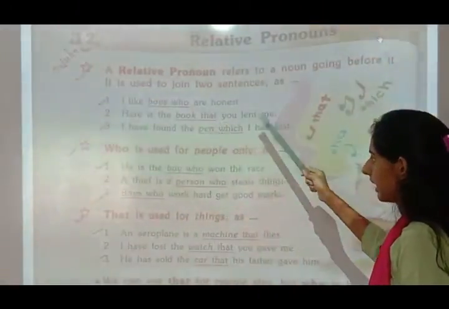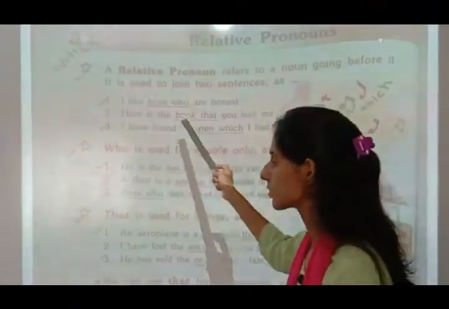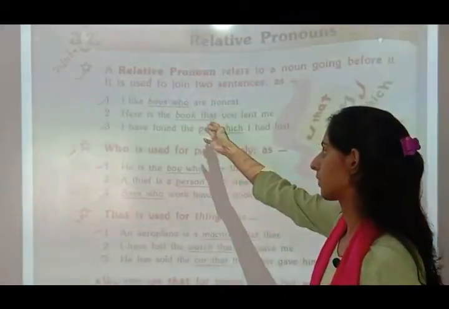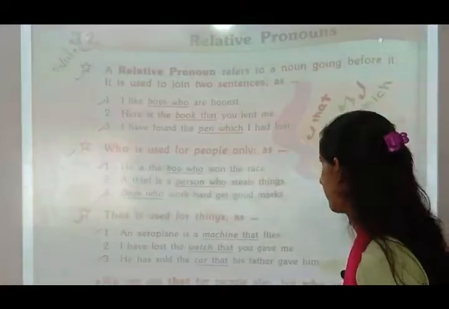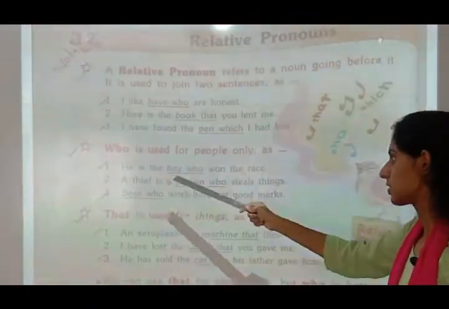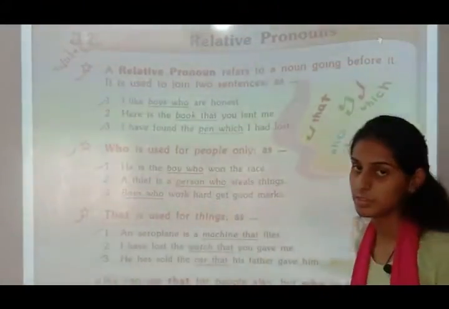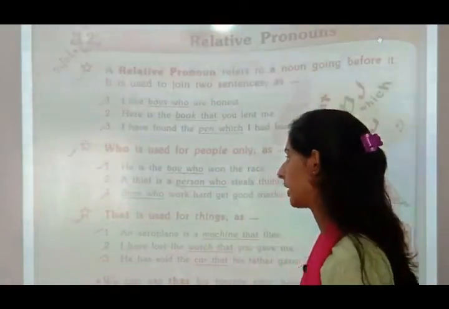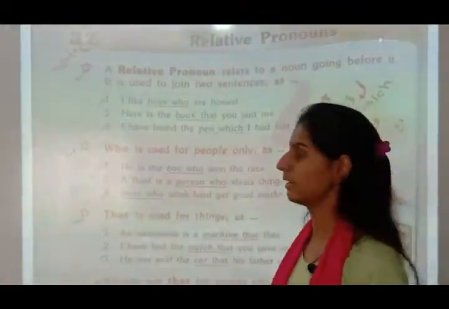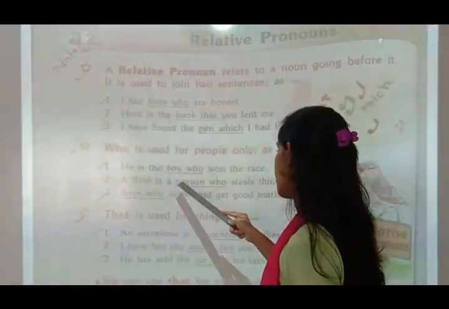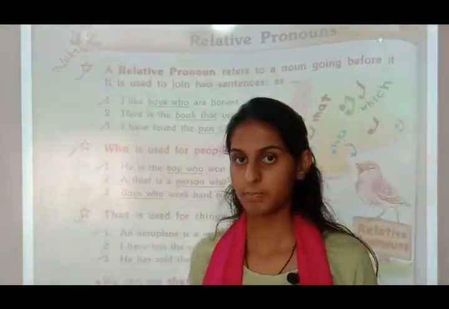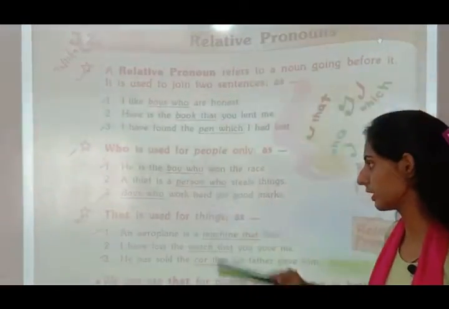Here is the book that you lent me. So here book is also a noun, and before the relative pronoun we are using a noun. Now see here, who is used for people only. So this is telling that in this sentence we use who when we are talking about any people or any person. He is the boy who won the race. So boy is a person, people. So we are using who.